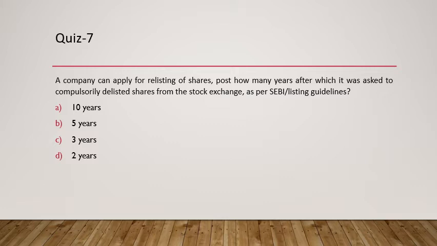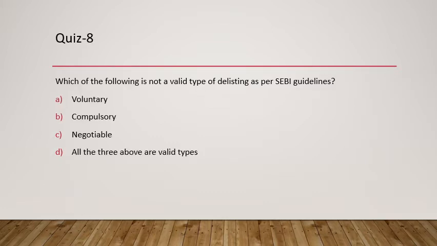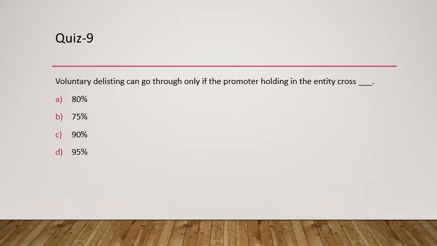So the answer here would be 10 years. So it is A. Let us move to the next one. Which of the following is not a valid type of delisting as per SEBI guidelines? So delisting can happen in two ways, voluntary and compulsory. So negotiable is obviously the answer here. So negotiable would mean that the answer is C. So negotiable is not a valid type.